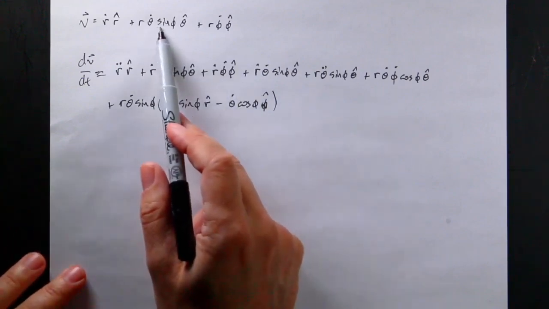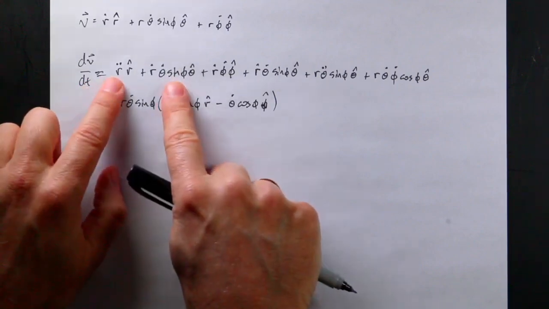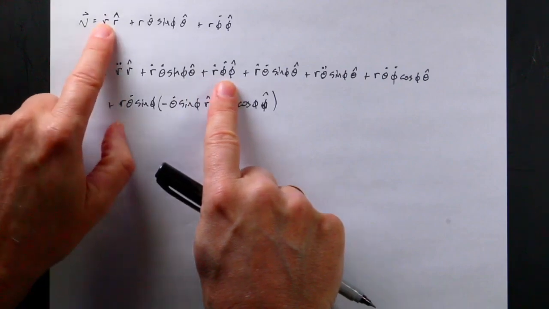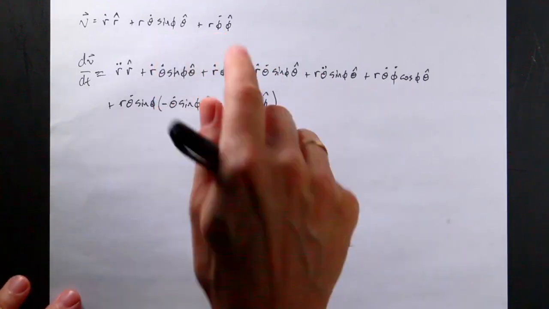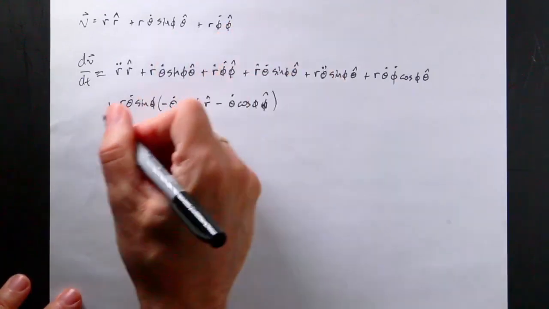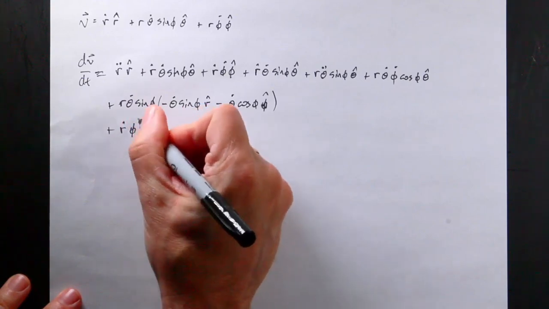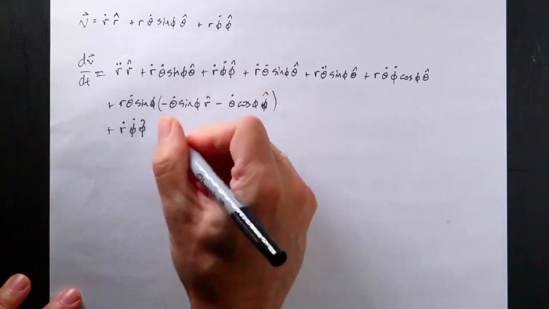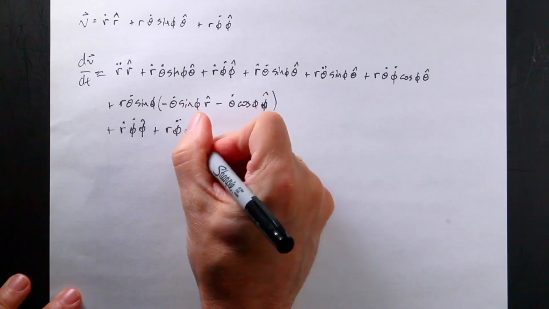Okay, where was I? That was this term. Notice these three pieces are that term. All of these are from the derivative of that. Now I need one more derivative. I'll put it right down here. So it's got 3 parts. So I'm going to say plus r dot phi hat. That's the derivative of r. Now I need to take the derivative of that one. Plus r phi double dot phi hat.